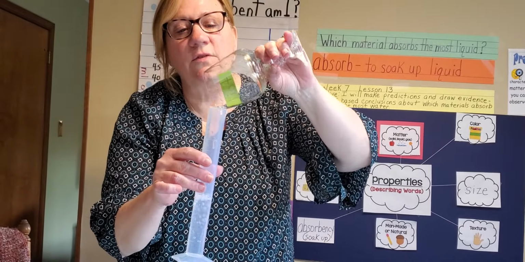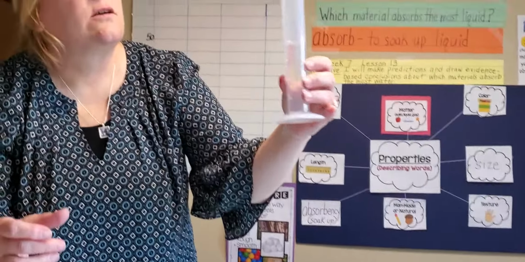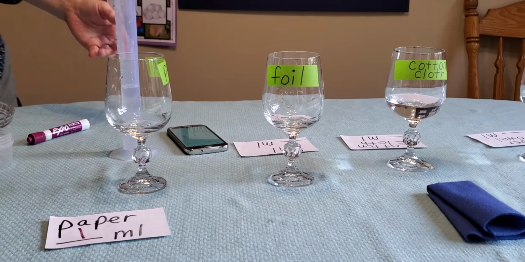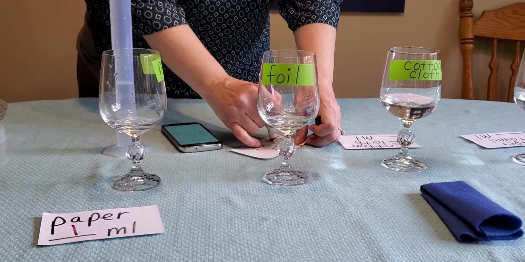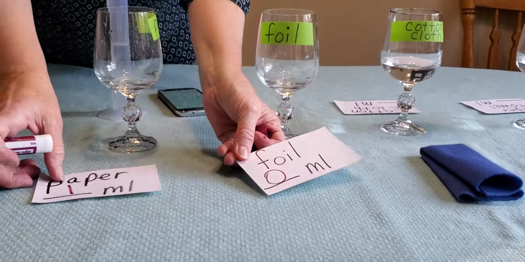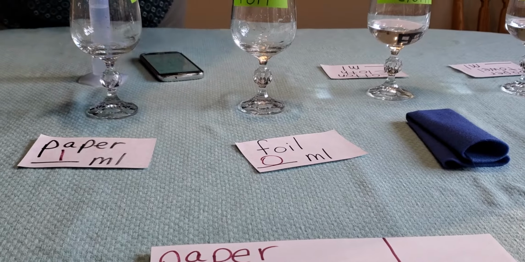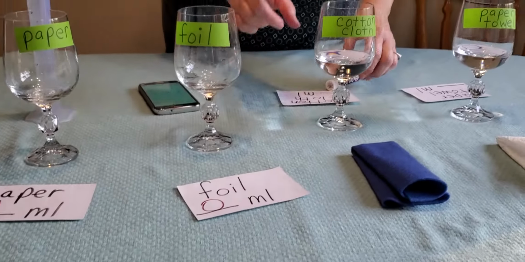We started out with 50 milliliters, and we still have 50 milliliters left, so that we can say that the foil did not absorb. It absorbed nothing. So we'll say that the foil absorbed 0 milliliters. Okay, so far the paper is more absorbent than the foil. All right, let's go to our next material, which is the cotton cloth.